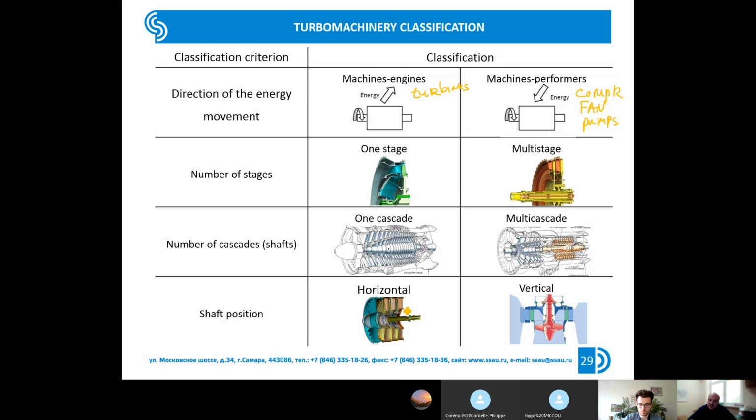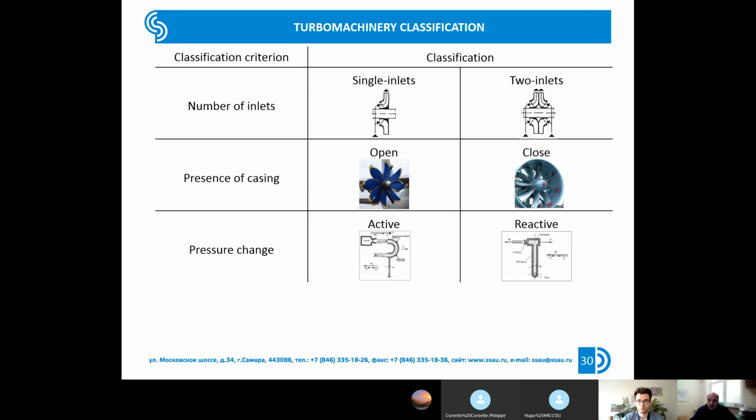And you could classify the turbomachinery by the shaft position. Your turbomachinery could have a horizontal axis. It's typical, for example, for aircraft and industrial applications, or could have a vertical position of the shaft. It's more suitable for water turbines, like in this picture. This is a Kaplan water turbine, but I know some examples where industrial power turbines are located vertically, but it's not very usual.